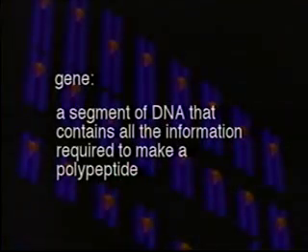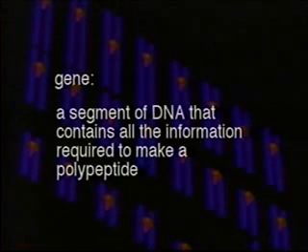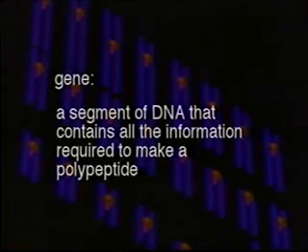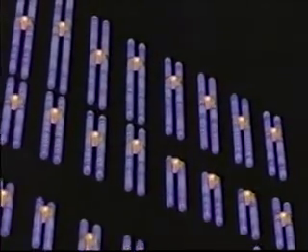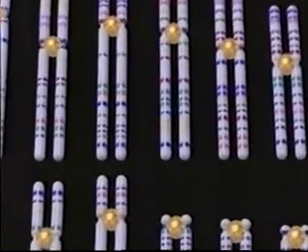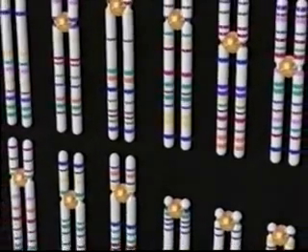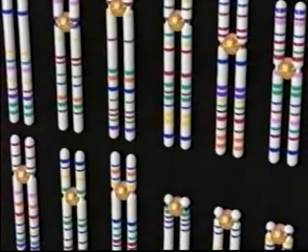A gene is a segment of DNA that contains all the information required to make a polypeptide. Each gene contains a specific sequence of nucleotides that determines the order in which amino acids will be linked together to form the polypeptide. As you recall, polypeptides are manufactured in the cytoplasm. Transferring the information in a gene to the site of protein synthesis requires RNA. There are three types of RNA in the cell.